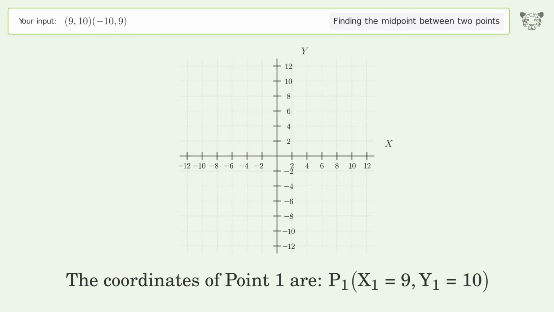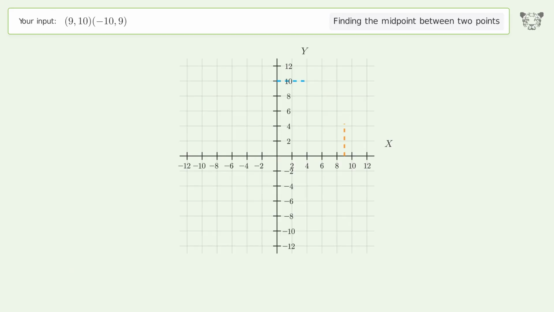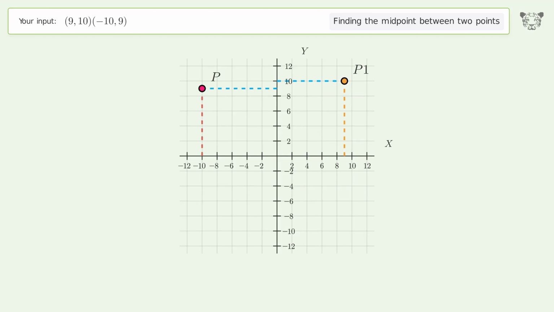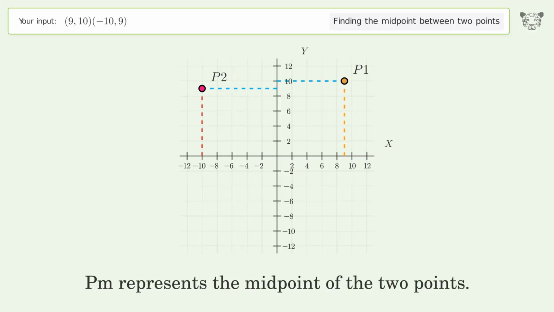The coordinates of point 1 are x1 equals 9, y1 equals 10. The coordinates of point 2 are x2 equals negative 10, y2 equals 9. PM represents the midpoint of the 2 points.